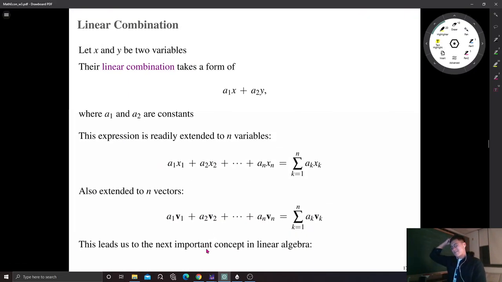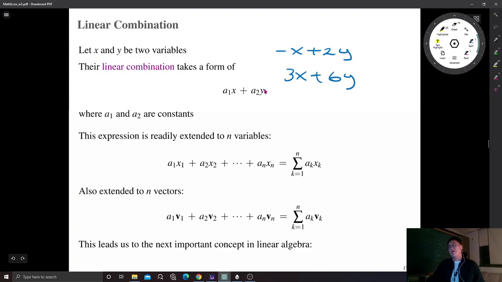So I digressed a little bit about vector algebra, and now we are going to study the rank of a matrix. In order to define the rank of a matrix, we have to start with linear combination. A linear combination of two variables, x and y, takes the form a sub 1 x plus a sub 2 y. So minus x plus 2y or 3x plus 6y are examples of linear combinations of two variables x and y.